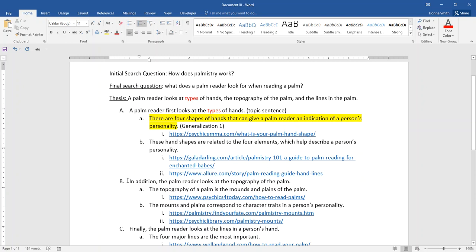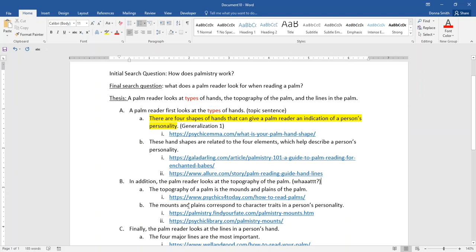In addition, did you catch that little transition? In addition, the palm reader looks at the topography of the palm. And what's my, what? So here's my little question. What? What's that? Well, the topography of a palm is the mounds and plains of the palm. Okay. How do you know? Well, this source right here explained it. And then here, why do you want to look at that?